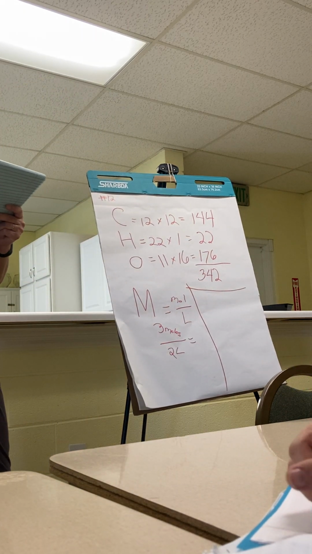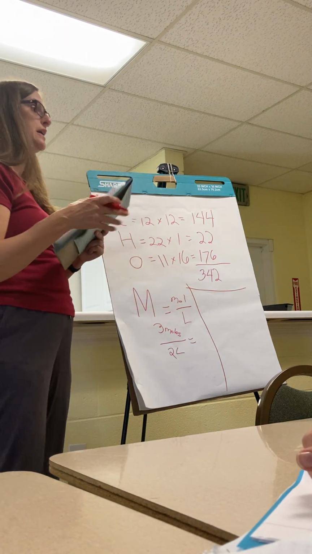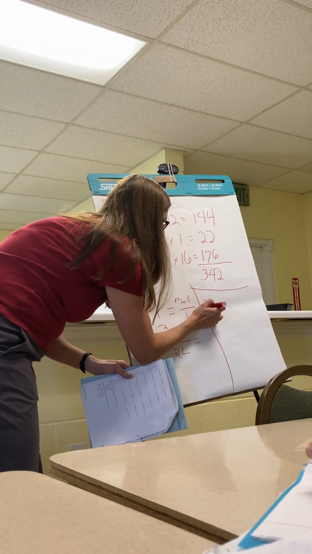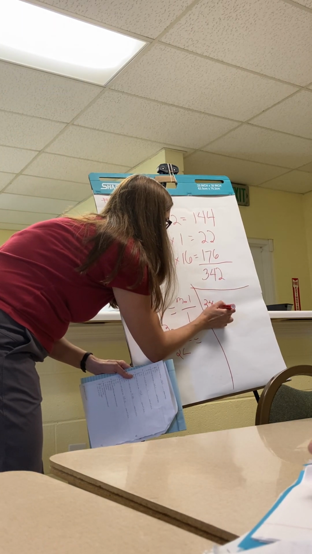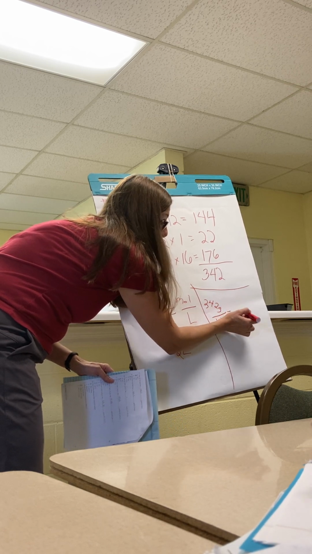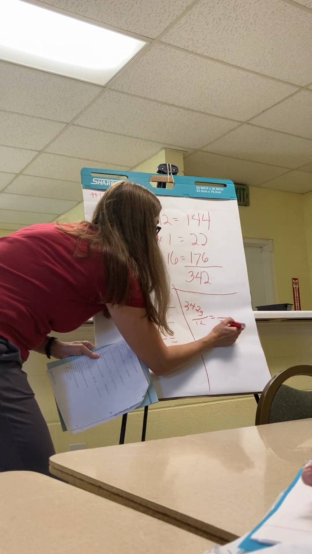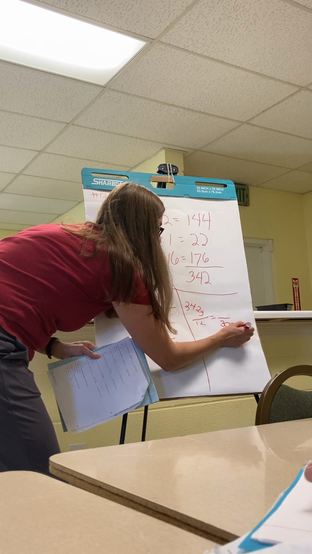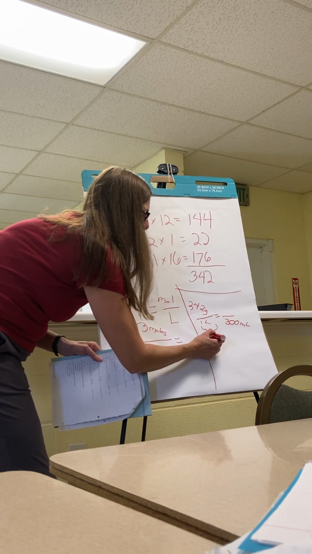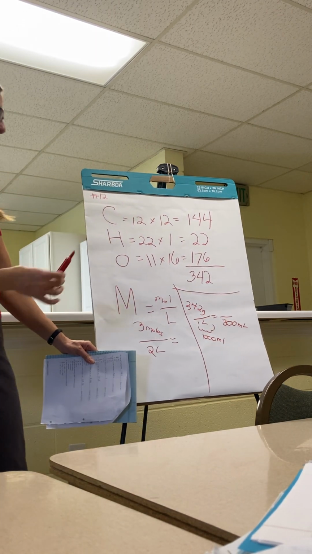All right, so for 17, we don't have a full liter of this. We only have 300 milliliters. So we have 342 grams in 1 liter. Now, we have to have the same proportion in 300 milliliters. So let's pretend this 1 liter is actually 1,000 milliliters, because 1,000 milliliters is one liter.